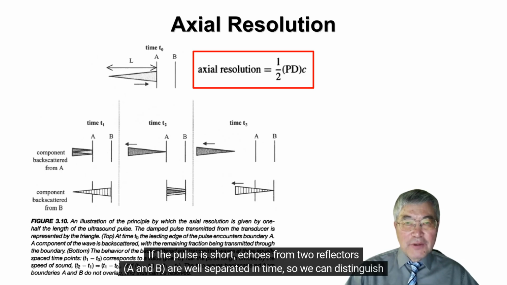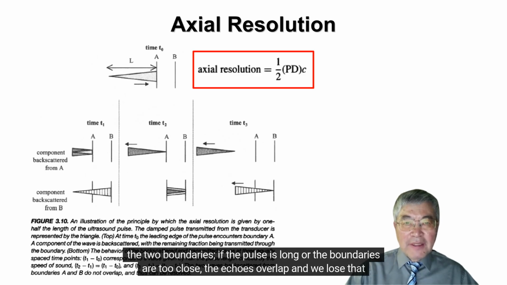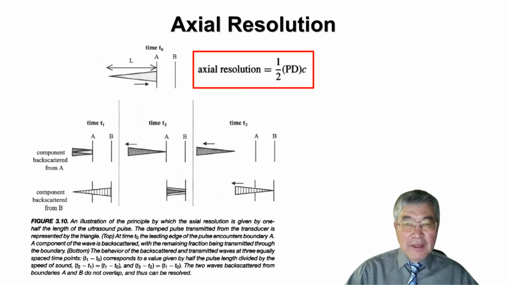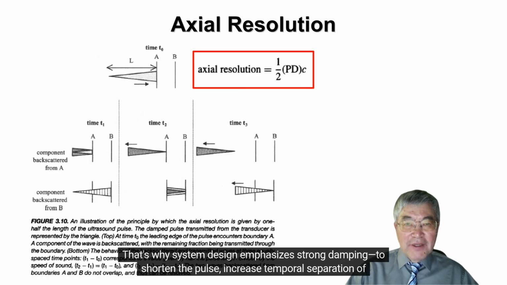If the pulse is short, echoes from two reflectors, A and B, are well separated in time, so we can distinguish the two boundaries. If the pulse is long or the boundaries are too close, the echoes overlap and we lose that distinction. That's why system design emphasizes strong damping to shorten the pulse, increase temporal separation of echoes, and sharpen axial resolution.